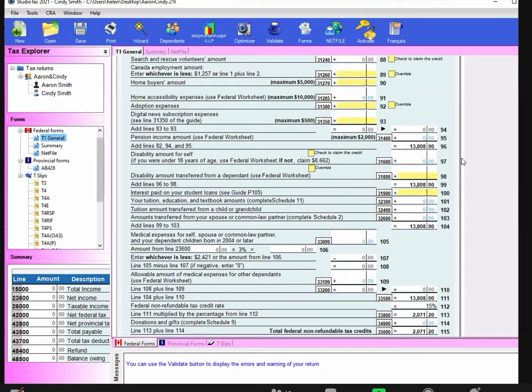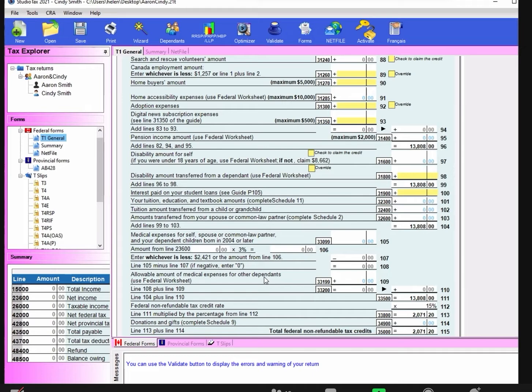Another thing, is anybody ready for 109? I can, ma'am. Line 109, allowable amount of medical expenses for other dependents. Use federal worksheet. Yes, thank you. This one is the medical expenses for other dependents. I think everybody understands other dependents now, right?